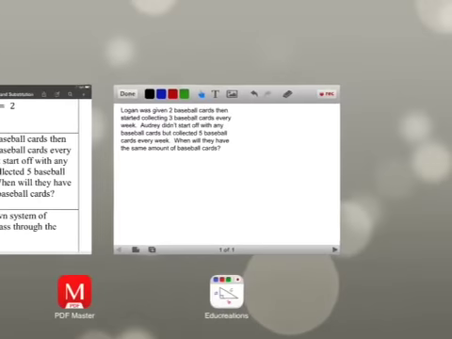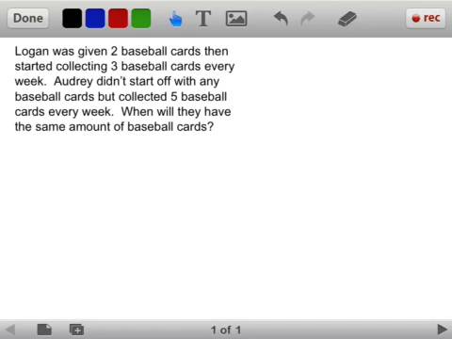So let's see. I'm working this out on a brand new iPad given to us math teachers from the county. So thank you very much. And this is the first problem I've ever worked out on here. So we'll see how it goes.